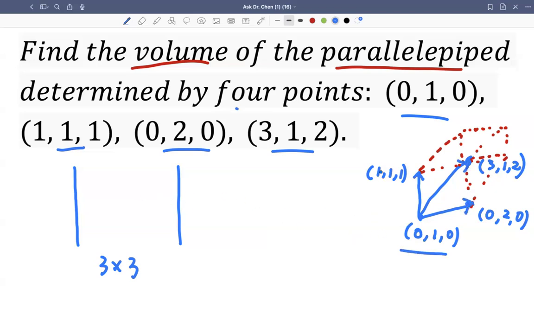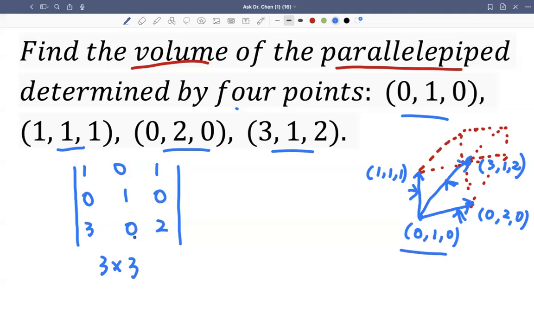So let's do this one. 1, 1, 1 minus 0, 1, 0. So we get 1 minus 0, which is 1. 1 minus 1 is 0. 1 minus 0, we get 1. So that's this vector. Now let's do this vector. 0 minus 0 will be 0. 2 minus 1 will be 1. 0 minus 0 will be 0. Then let's see this vector. 3 minus 0 will be 3. 1 minus 1 will be 0. 2 minus 0 will be 2.